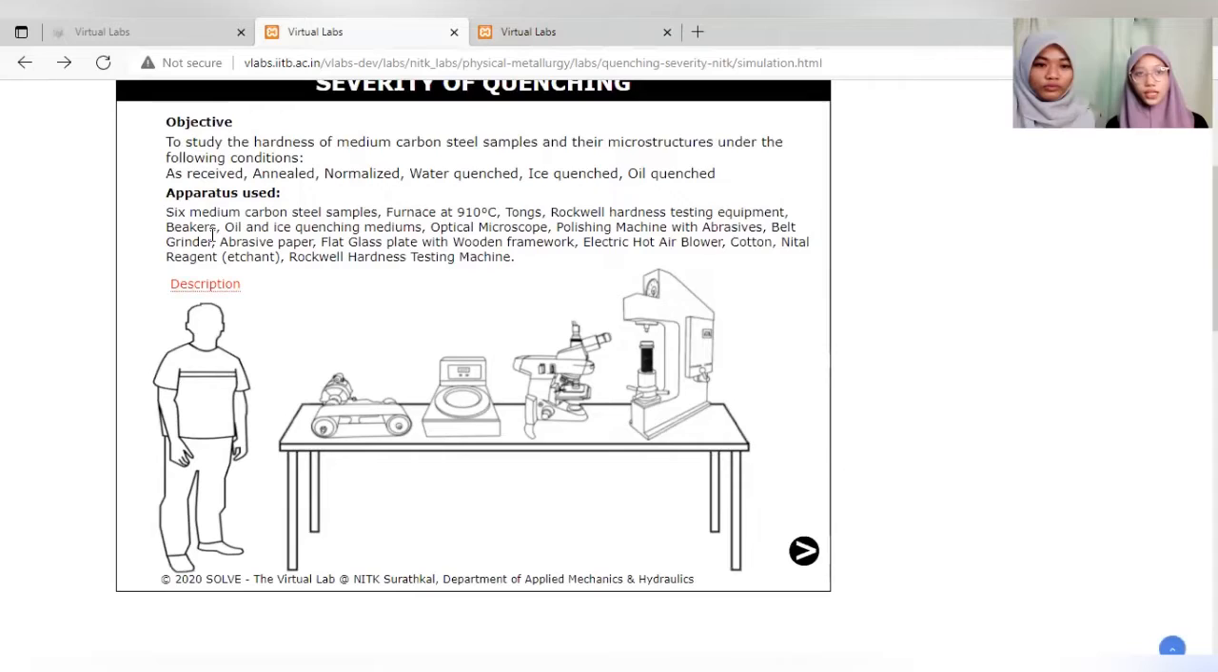So the apparatus we use is 6 medium carbon steel samples, a furnace at 910 degrees Celsius, tongs, Rockwell hardness testing equipment, beakers, oil and ice quenching mediums, optical microscope, polishing machine with abrasive, belt grinder, abrasive paper, flat glass plate with a wooden framework, electric hot air blower, and etching reagent. So this is all the equipment.